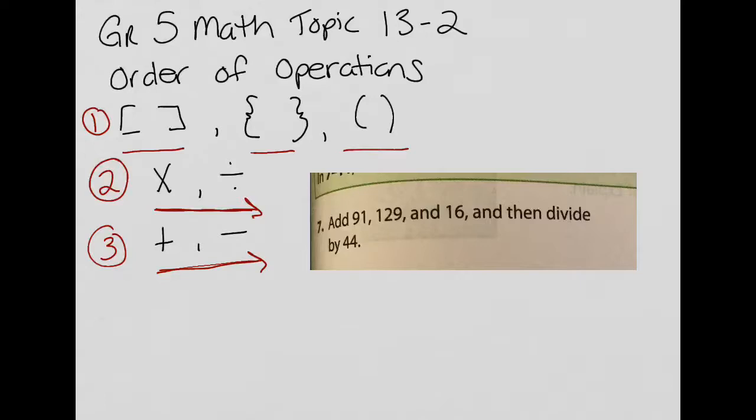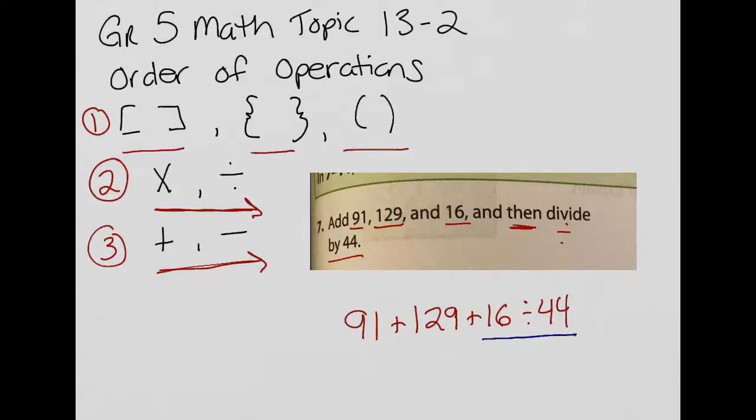So I know I'm adding 91, 129, and 16 together. Then I'm going to do some division by 44. So I have 91 plus 129 plus 16. Then I'm dividing by 44. Here's the catch. I can't do the problem the way it's written this way because it doesn't match what number 7 is asking me to do, because from our order of operations, I would actually have to do 16 divided by 44 first because we do division and multiplication before any addition or subtraction.